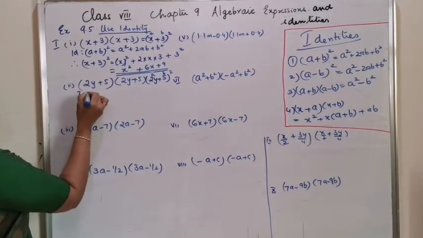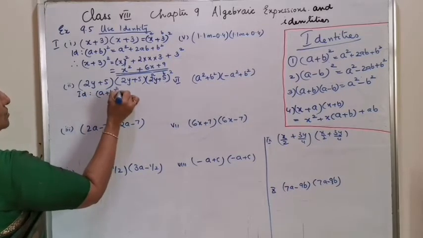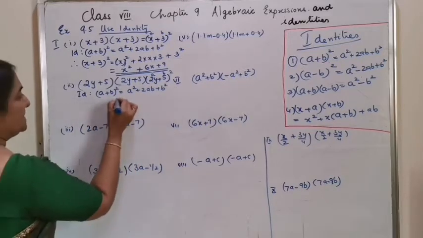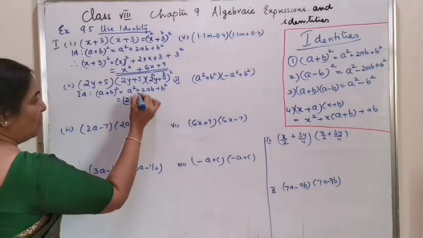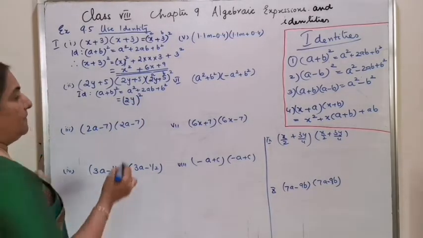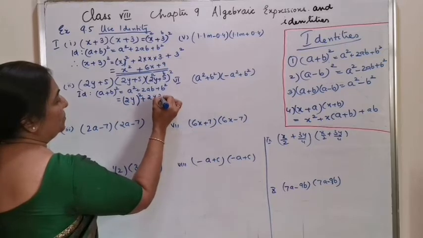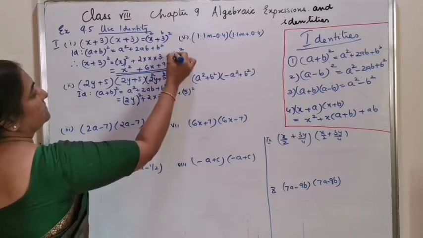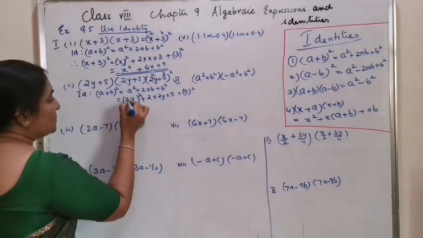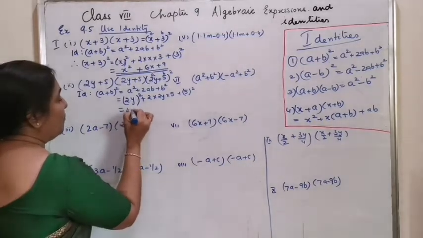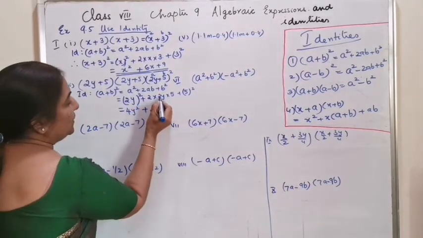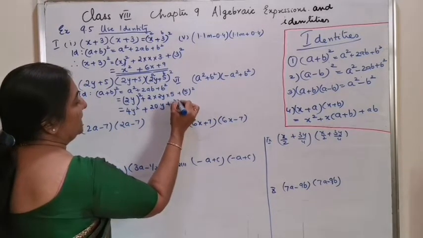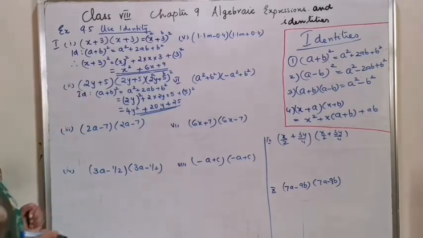In the same way, the identity you are going to use is (a plus b) the whole square, a square plus 2ab plus b square, which is the same as (2y) the whole square, bracket is compulsory, plus 2 into 2y into 5 plus 5 square, which can be written as 2 square is 4. So 4y square plus 2 into 2, 4, 4 into 5, 20y plus 25. This is the final answer.